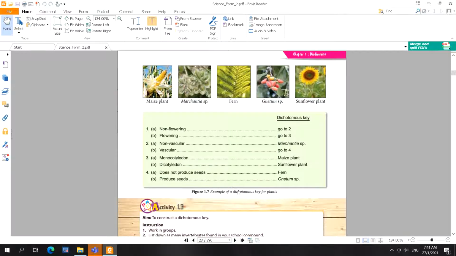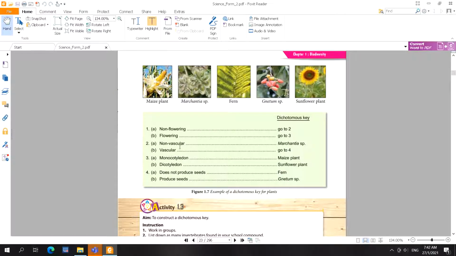The same goes for the characteristics of plants. Dichotomous key for plants: we have maize, Marchantia species, fern, Gnetum species, and sunflower. We first find the biggest characteristic, so we can classify non-flowering plants and flowering plants. If the pictures were all flowering plants, we cannot use this characteristic. We choose a characteristic that has different characteristics. We start with non-flowering plants and flowering plants. Flowering plants, go to number 2.